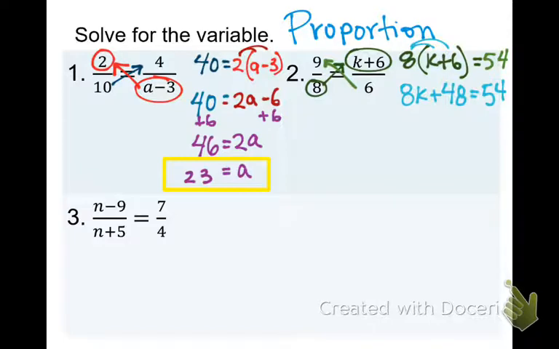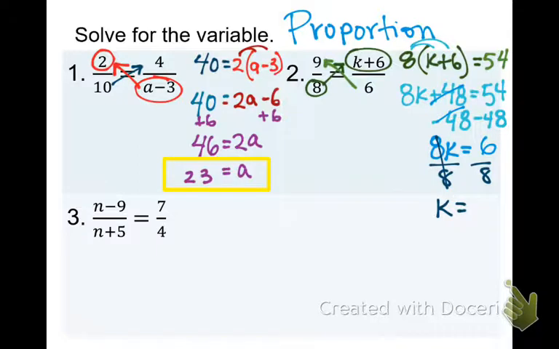Equals 54. We're going to subtract 48. So on the left, all we have left is 8k. On the right, we have 54 minus 48, which is 6. My last step is to divide by 8. We are going to leave this as a fraction. Can it be reduced? Yes, to 3 over 4.